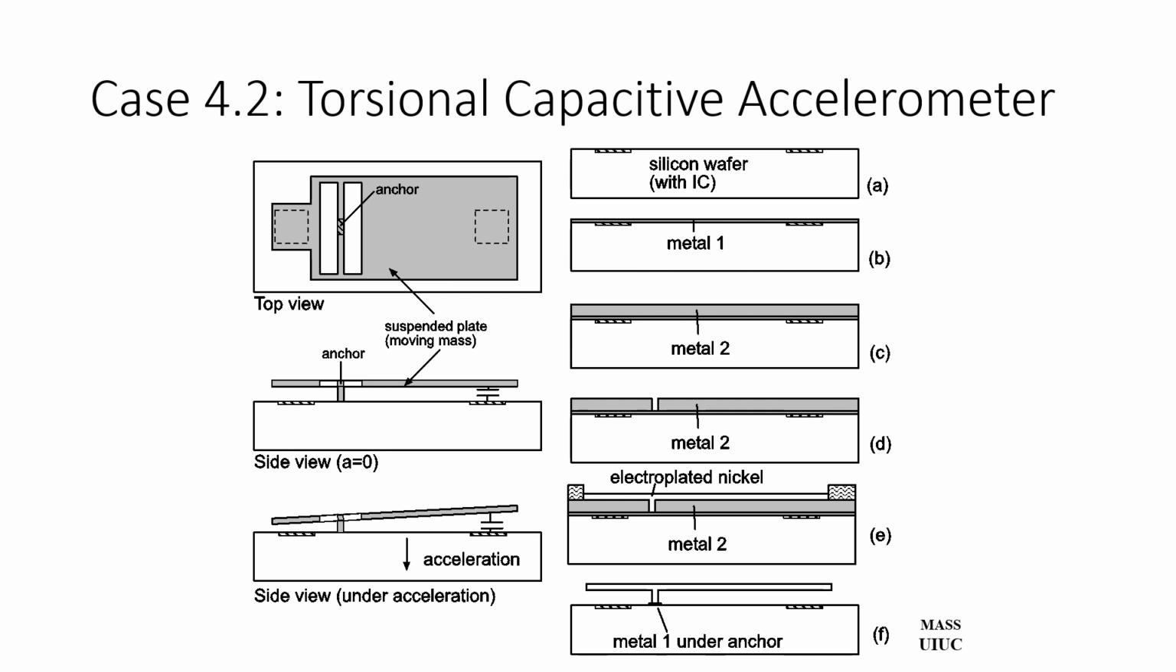Now, the second case is a torsional capacitor accelerometer. This device consists of an imbalanced proof mass. So the proof mass is heavier on one side and light on the other, and is connected to a torsion beam. If you have acceleration, then the spacing would change and the capacitance would change.